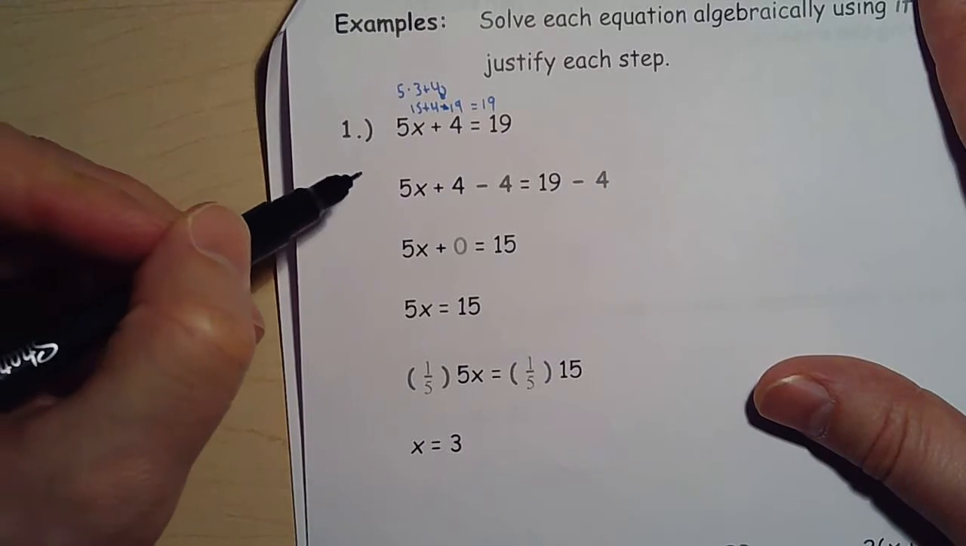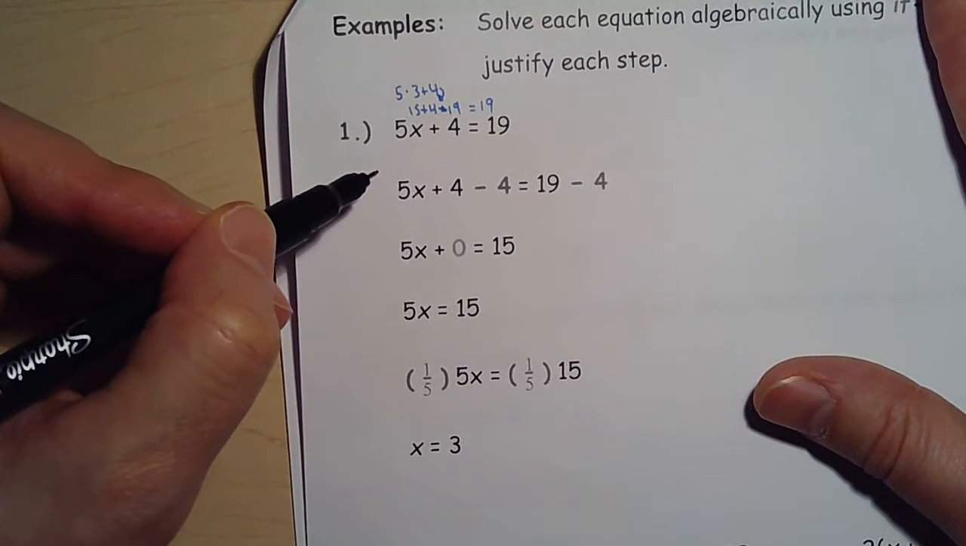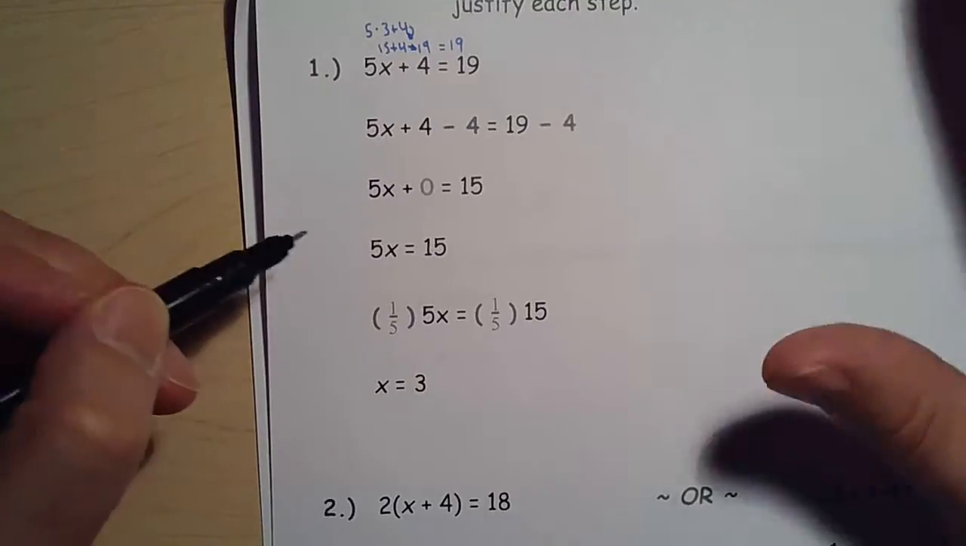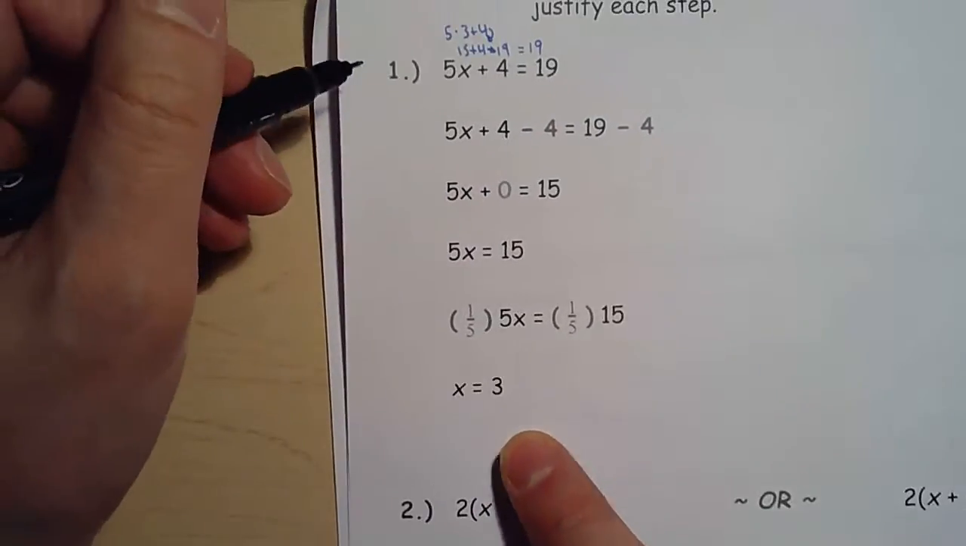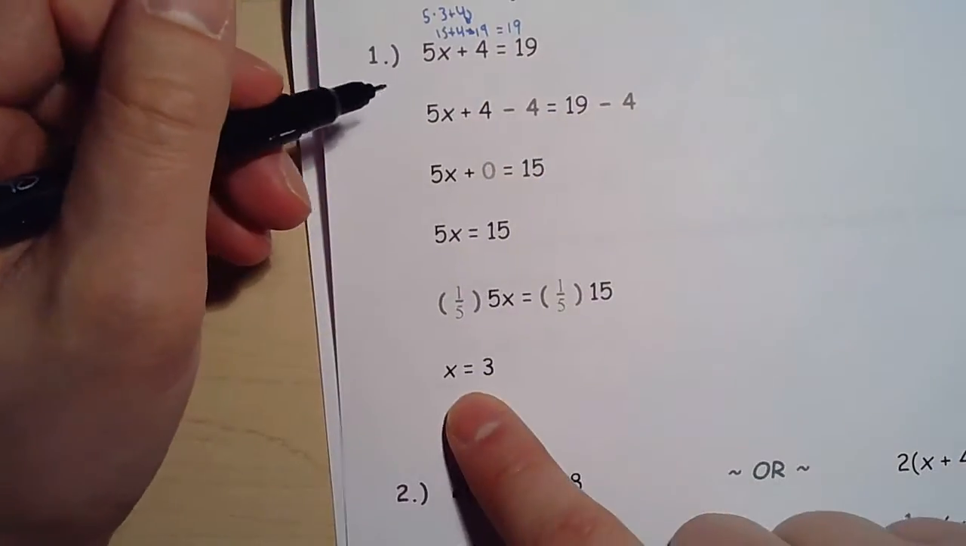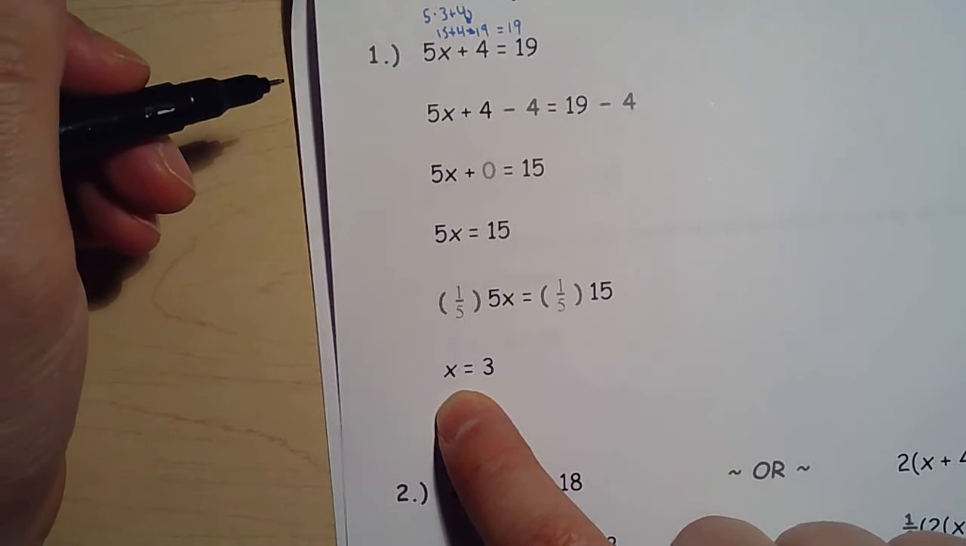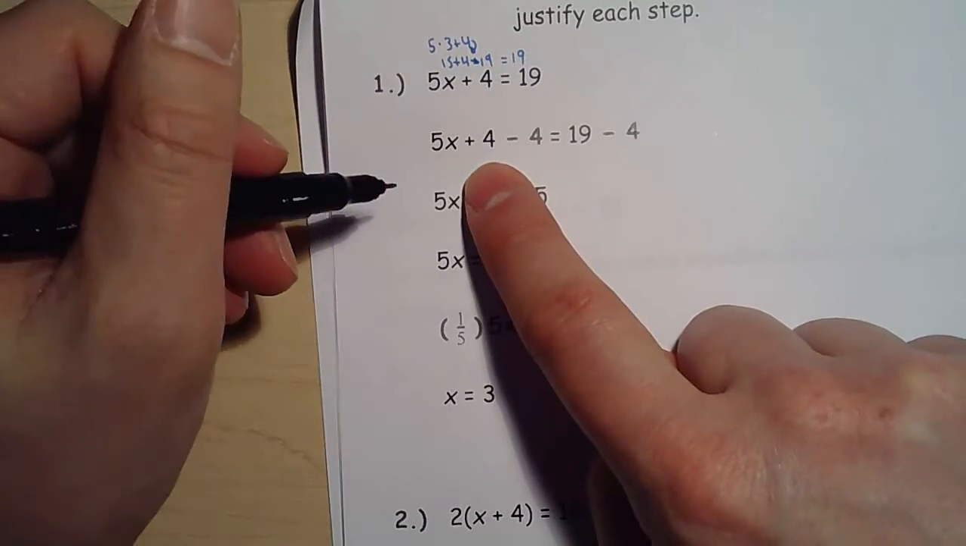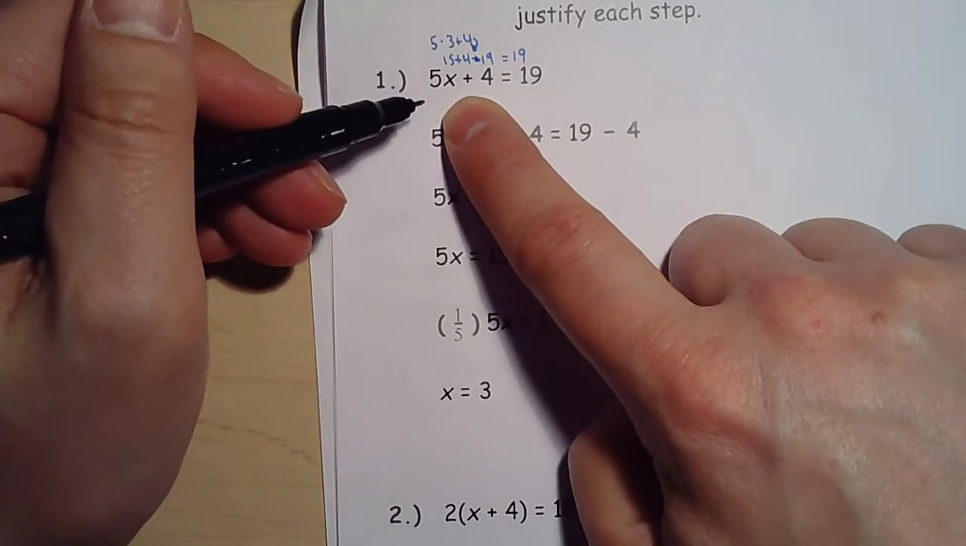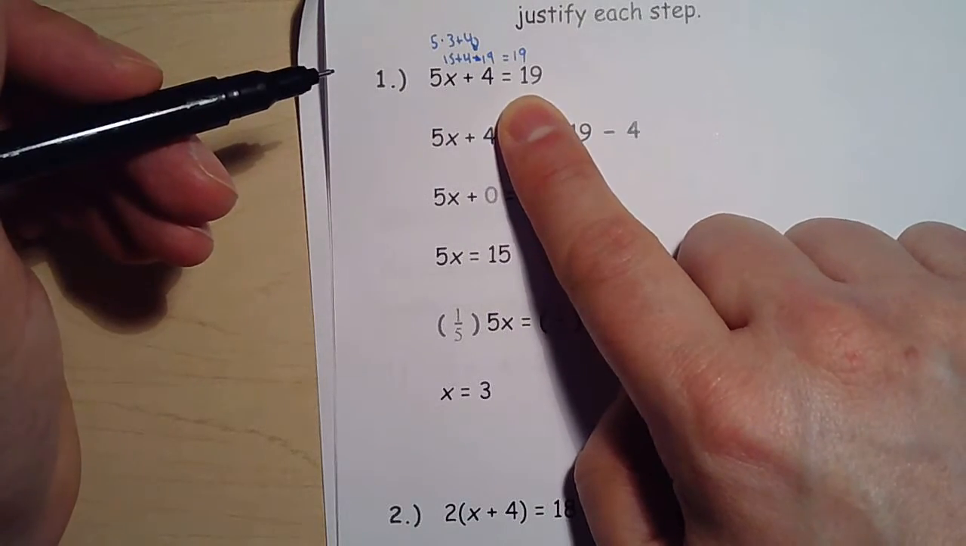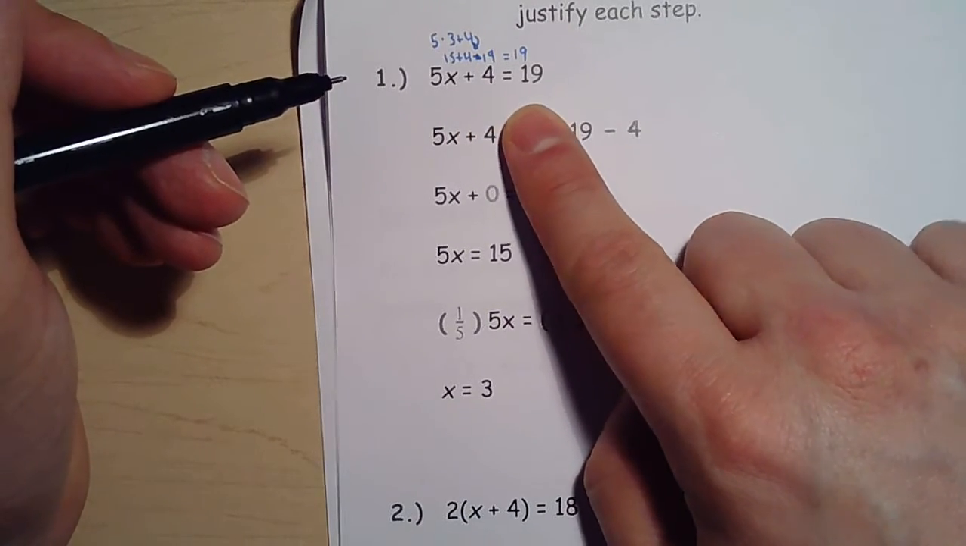Now let's get into the process. Let's get into the steps for finding the variable. We are trying to get x by itself. So the way I like to think about it is move everything away from the x. You could move it to the other side and keep it even.